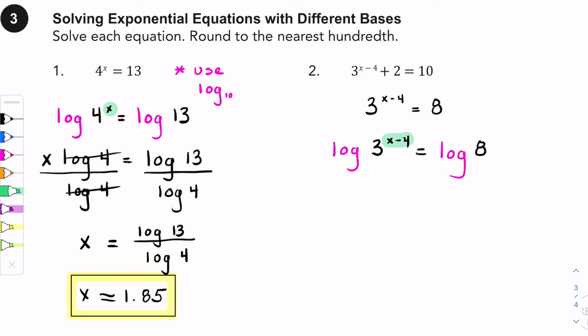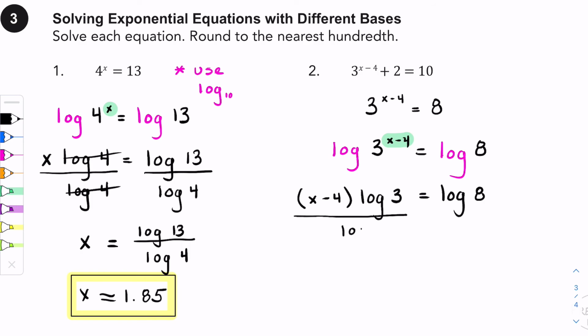Same thing as before, let's take this exponent, we're going to write it as a coefficient. x minus 4 times log of 3 is equal to log of 8. I'm going to divide both sides by log of 3. And at this point, I have x minus 4 is equal to log base 10 of 8 divided by log base 10 of 3.